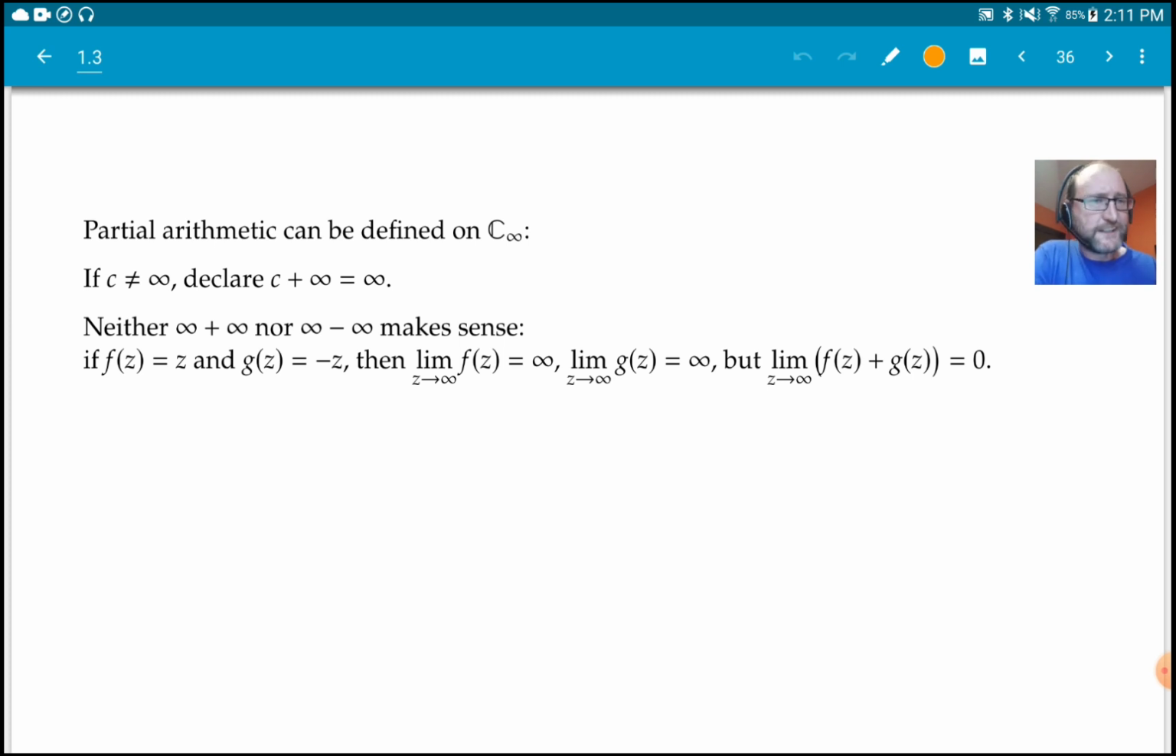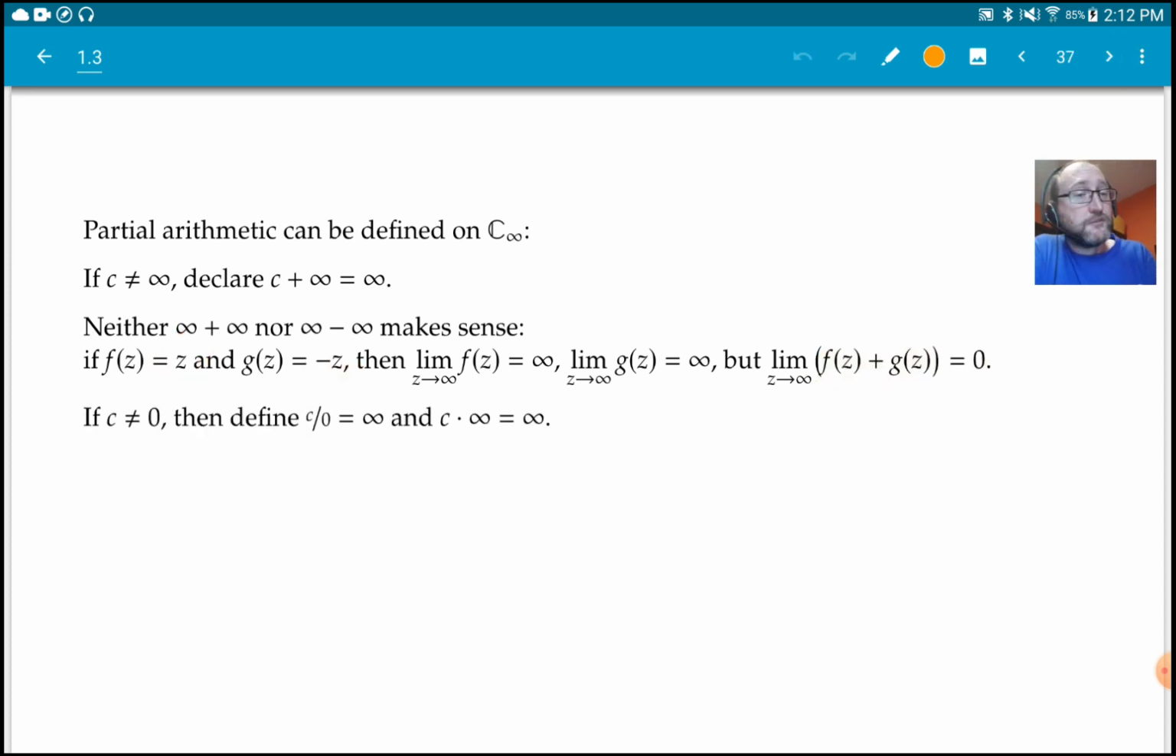So for example, for the addition, if you take z and minus z, well, those both go to infinity, but if I add them, the limit goes to 0, right? Now I could add some constant into one of them, and I could make this limit go to anything I wanted. Any complex number, I could make it go to infinity, or I could make it not go to anything. So it doesn't make sense to define these.